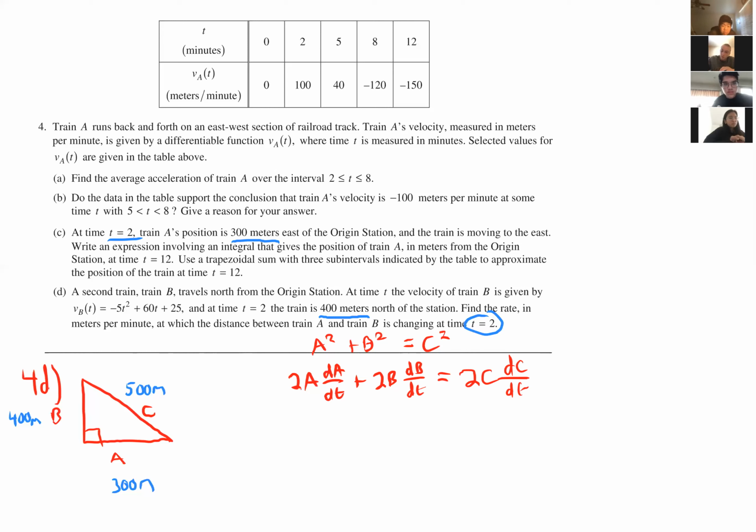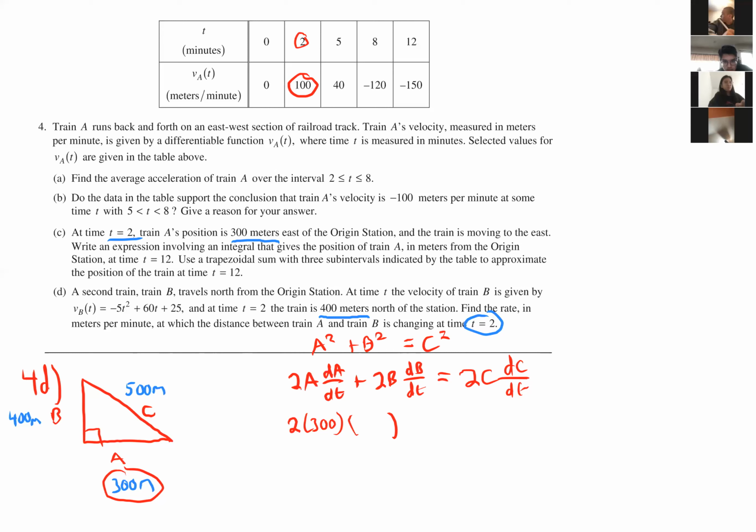Okay, the table is going to be helpful here. So A, we know A is 300 from our picture. And then dA over dt, that's the derivative. So that's the same as the velocity here. So at 2, the derivative is going to be 100. So that's what I'm going to plug in for my dA over dt. I'm taking the derivative of the position, which is the same as the velocity. So at 2 minutes, it's going to be 100 meters per minute.